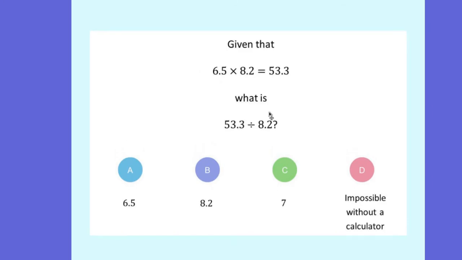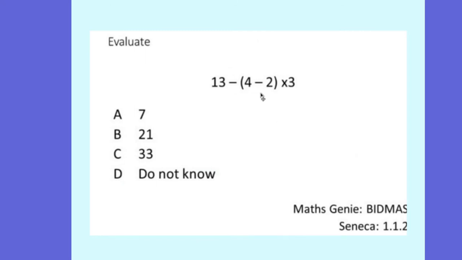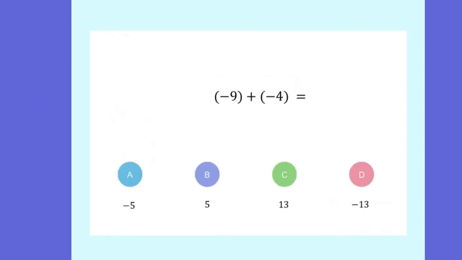Question number 2, if you're given that 6.5 times 8.2 is 53.3, what is 53.3 divided by 8.2? Again, pause the video if you need some time to work it out. Question number 3, what is 13 take away 4 take away 2 times 3? Again, pause the video if you need. Question number 4, what is -9 plus -4? Pause the video if you need.